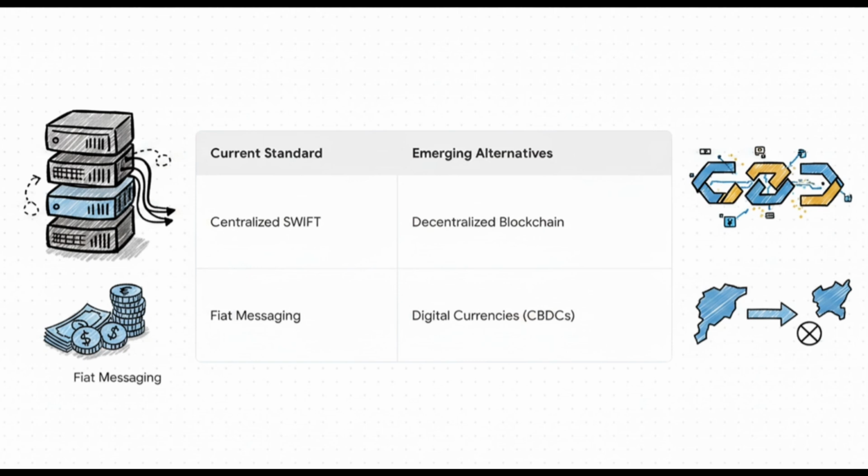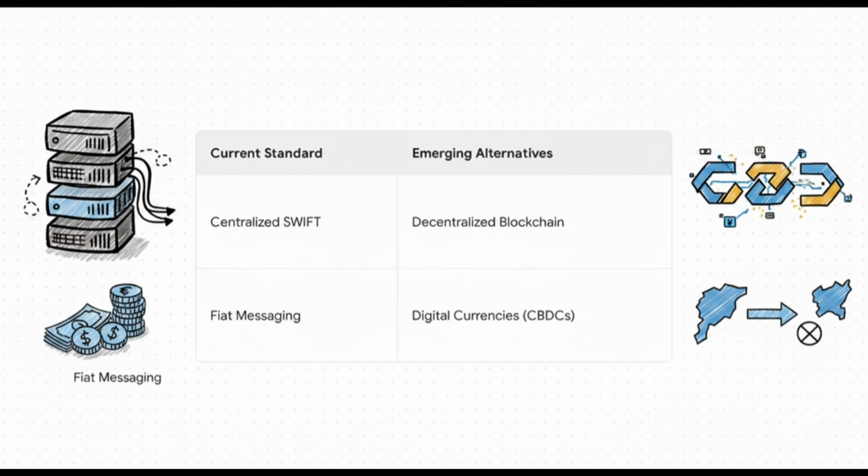On one side, we have decentralized blockchain technology. With blockchain, trust is mathematically built right into the network itself. That means two banks could settle a transaction instantly without needing SWIFT to act as the middleman validating the message. It moves the data and the value simultaneously, which could eliminate the need for a separate messaging layer altogether.